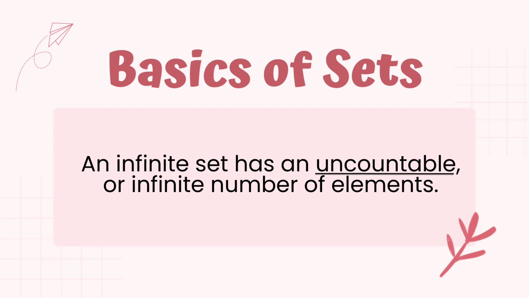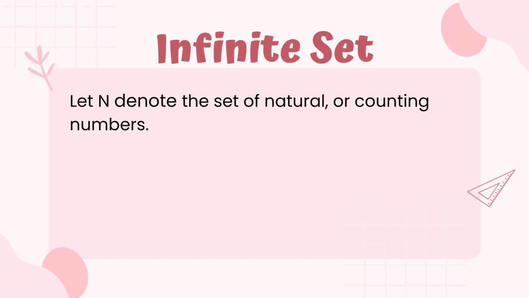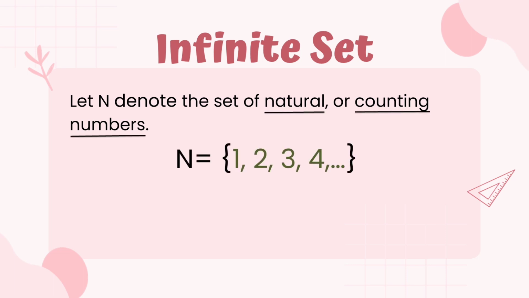When we think about an infinite set and we say it has an uncountable or an infinite number of elements, you can't possibly count it because it goes on forever and ever and ever. You will never have an end to that set. As an example, let's use the capital letter N to denote the set of natural or counting numbers. In case you don't know what the natural counting numbers are, it's basically the whole numbers without the number 0. But it's a good example of an infinite set.